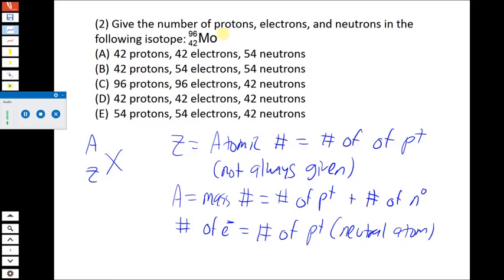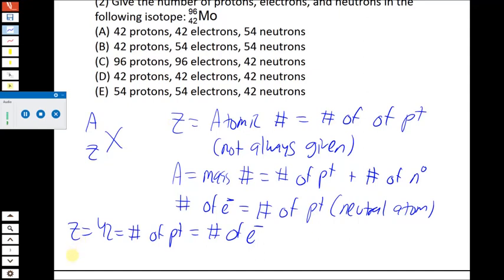So looking at this symbol here, we have Z is equal to 42, as we already said, which is the number of protons. And because it's a neutral element, that's also the number of electrons. So it's going to have 42 each for protons and electrons. And then to find the number of neutrons, the mass number is 96, which is 42 protons plus the number of neutrons. So the number of neutrons, abbreviated as N0, is going to be 96 minus 42, which is 54.